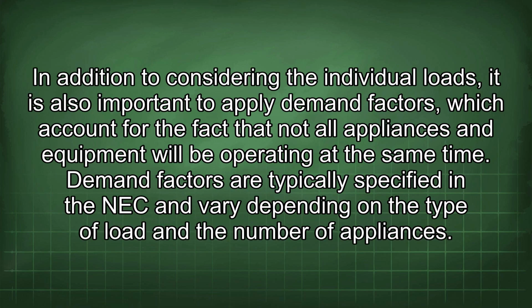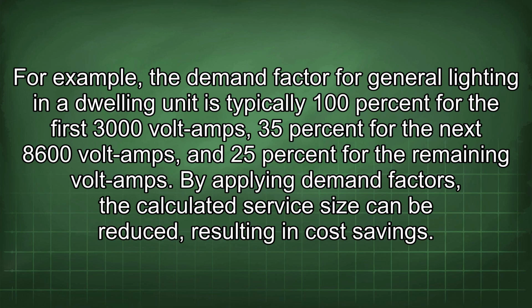In addition to considering the individual loads, it is also important to apply demand factors, which account for the fact that not all appliances and equipment will be operating at the same time. Demand factors are typically specified in the NEC and vary depending on the type of load and the number of appliances. For example, the demand factor for general lighting in a dwelling unit is typically 100% for the first 3000 volt-amps, 35% for the next 8600 volt-amps, and 25% for the remaining volt-amps. By applying demand factors, the calculated service size can be reduced, resulting in cost savings.